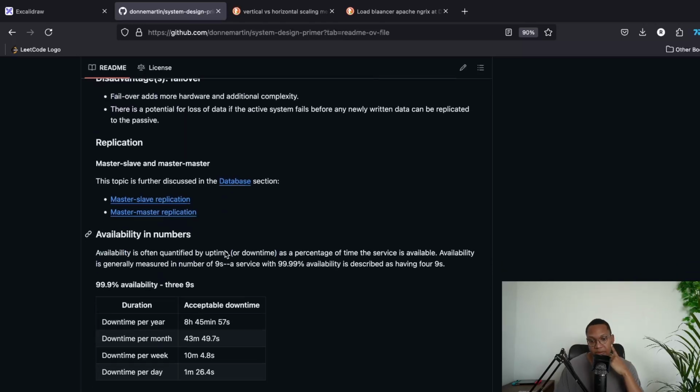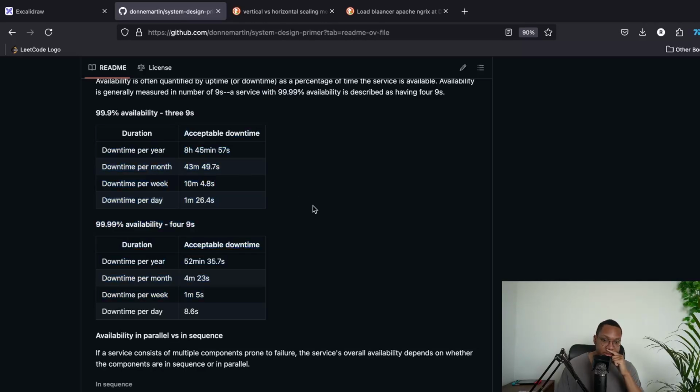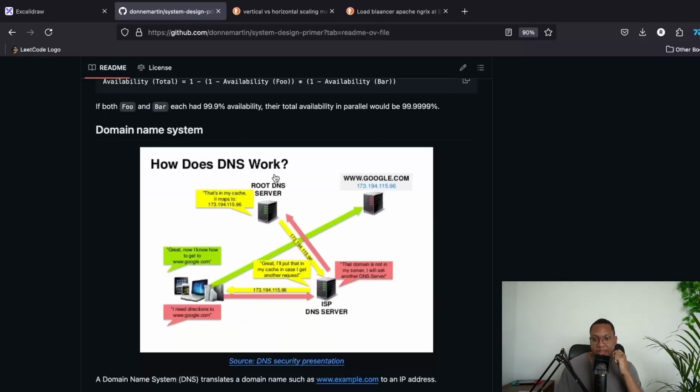Or, yeah, however you want to call it. Then there's nines, where we get downtimes per year. And, okay, cool. Then we get DNS servers. So how does that work? I don't know if this is too relevant for system design.